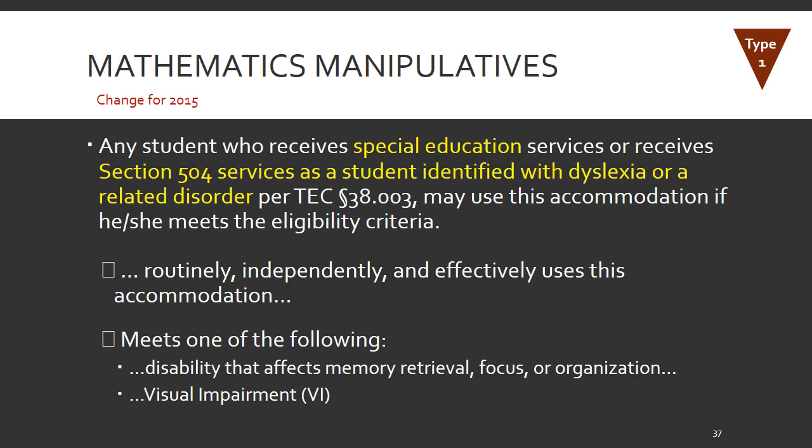Any student who receives special education services or receives Section 504 services as a student identified with dyslexia or a related disorder may use this accommodation if he meets the eligibility criteria.